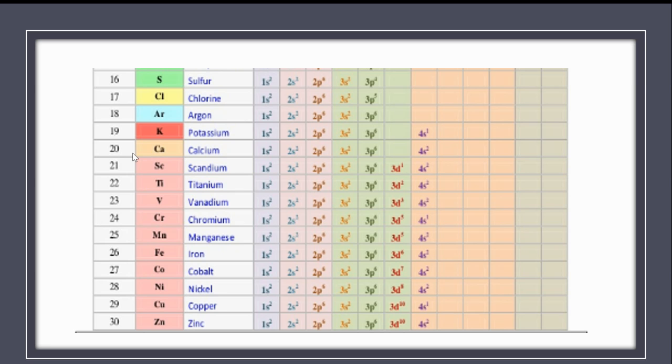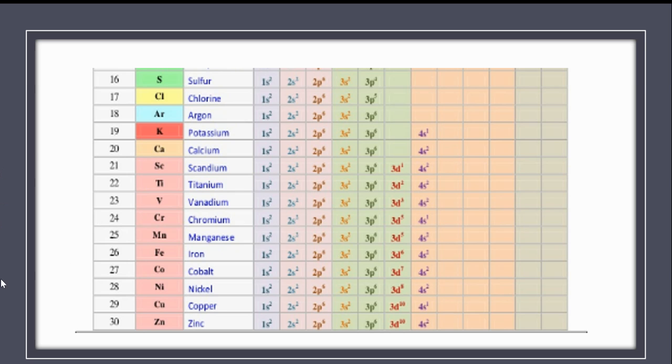The d orbital can accommodate a total of 10 electrons, so half means 5 electrons. If there are 5 electrons in the d orbital, it is called the half-filled state. Similarly, if there are 10 electrons in the d orbital, d10, it is the full-filled state. These two states are the stable states.